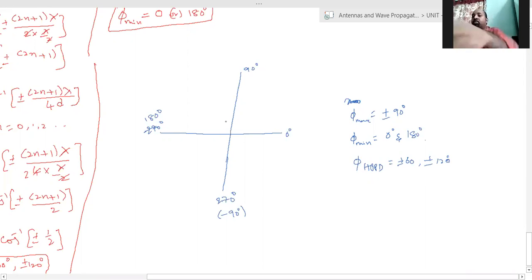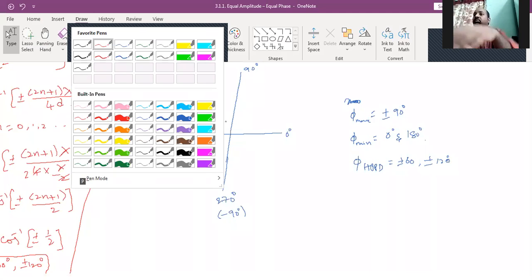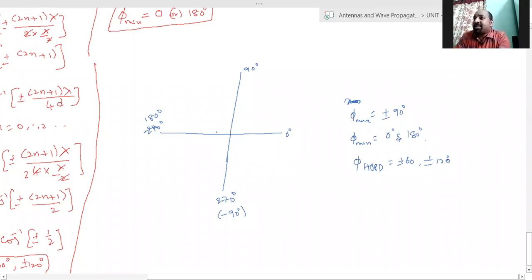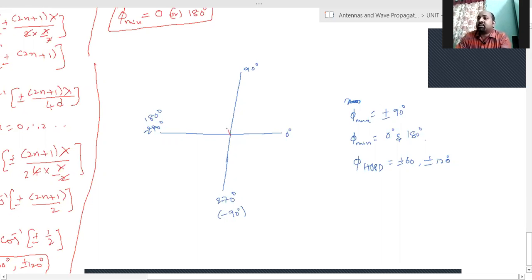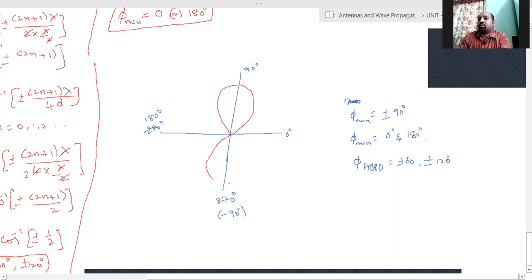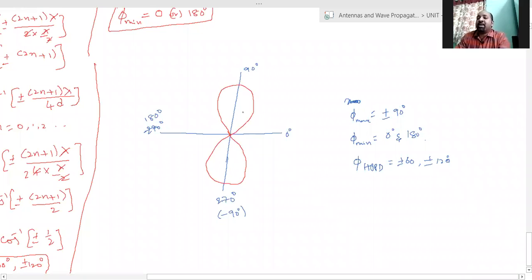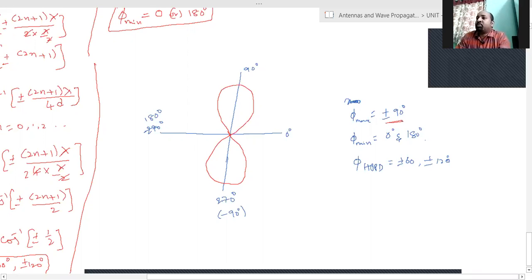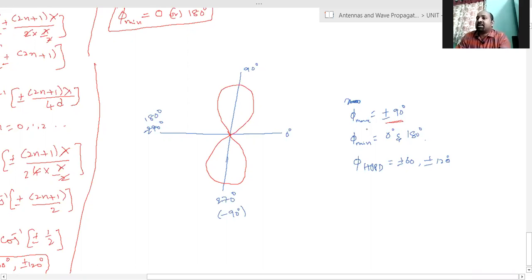So now let me take another color. Maximum radiation, along what? 90 degrees. You have maximum radiation along 90 degrees and minus 90 degrees. These are the main lobes. So maximum radiation is along plus 90 degrees and minus 90 degrees.